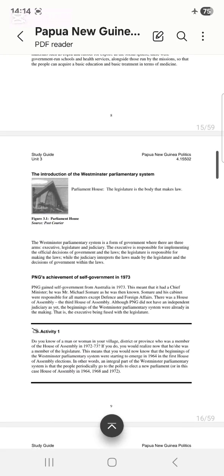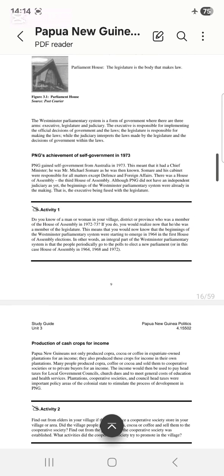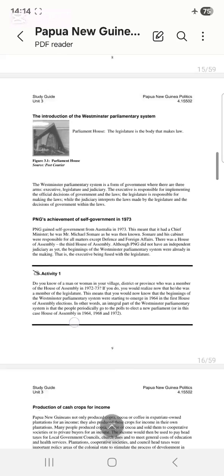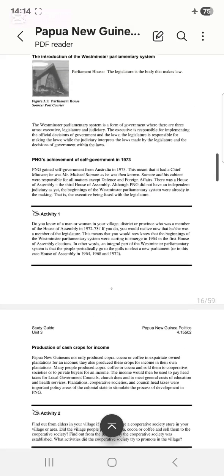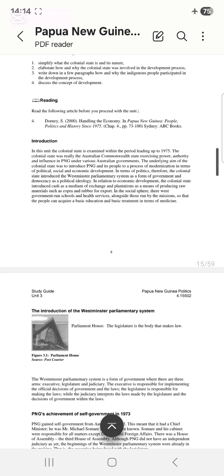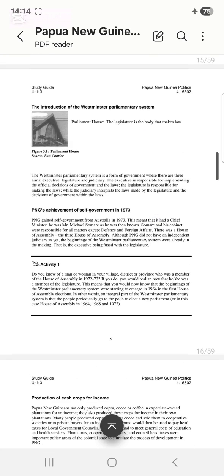talks about 3 things. Colonial administration brought in the type of political system that we have called the Westminster system. Secondly, PNG's achievement of self-government was influenced by the colonial administration and its idea of representative democracy. And then production of cash crops for income. So I tend to, in the introduction, repeat those important ideas, but let me go through this first subheading here, the introduction of the Westminster parliamentary system, and I'll read the first sentence.